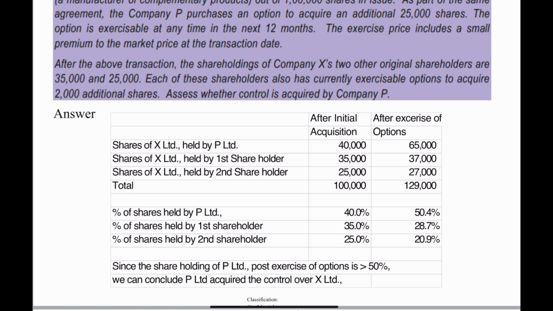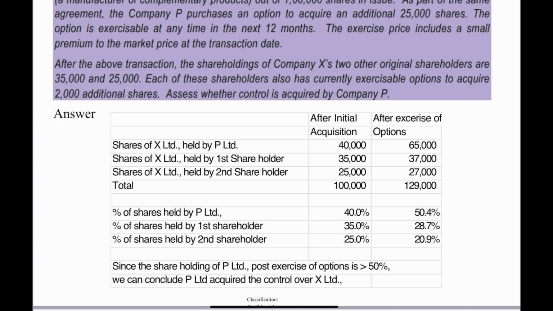So here, at this time, there is no acquirer per se from a business combination in Ind AS 103 perspective. And see, it is given that there are share option facilities available, through which P Limited can buy another 25,000 shares, maybe in the next 12 months. So if those options are exercised, then P Limited will ultimately hold 65,000 shares. And similarly, there are some options available to the first and second shareholders.